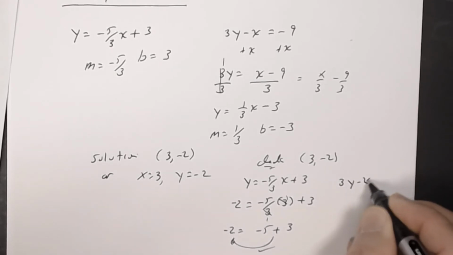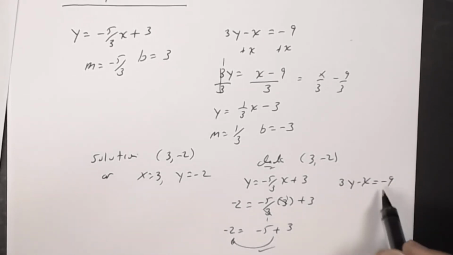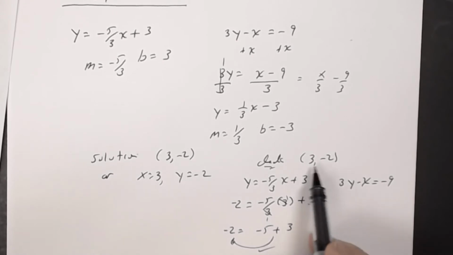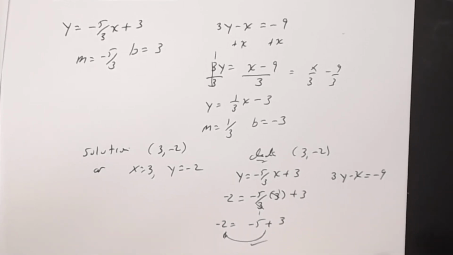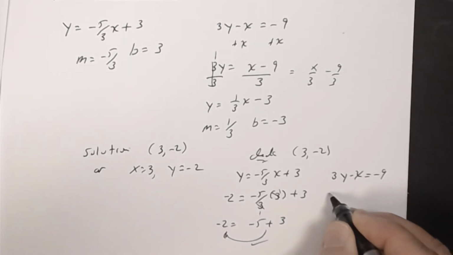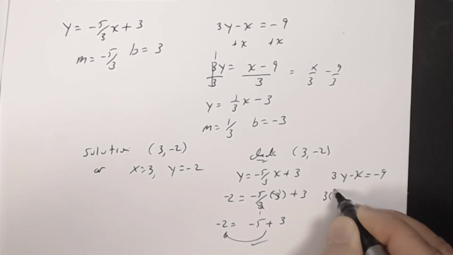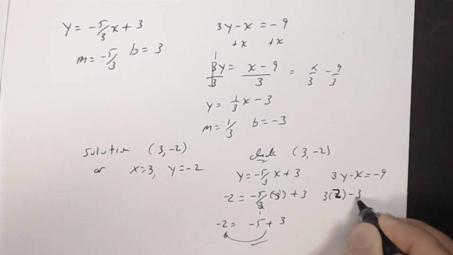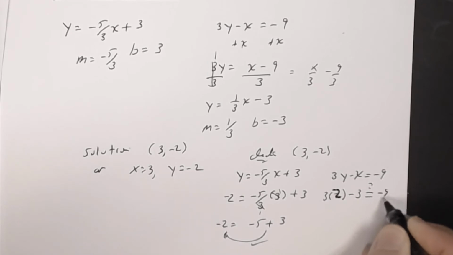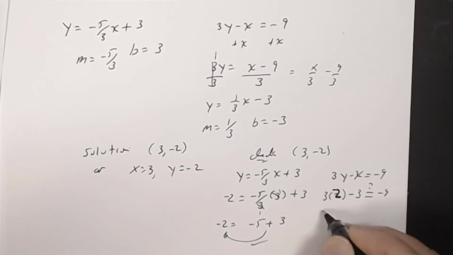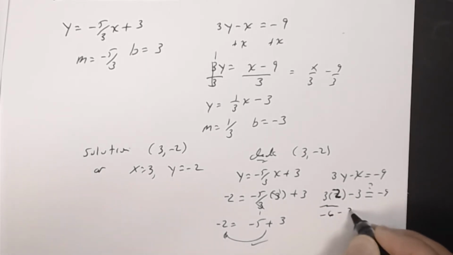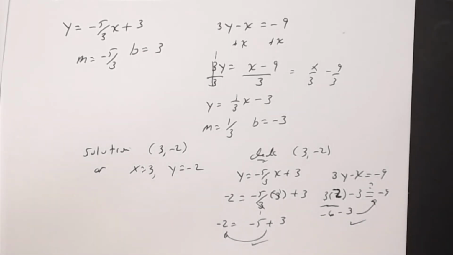Now let's check the other one. 3y minus x equals negative 9. In place of x, I substitute 3. In place of y, I substitute negative 2. So let's see if that's a solution to this one. 3 times y, which is negative 2, minus 3, and I want to see if that's going to equal negative 9. Well, 3 times negative 2 is negative 6, and is negative 6 minus 3 equal to negative 9? Yes, it is. So that's your solution. Okay? All right, so that was number 2.